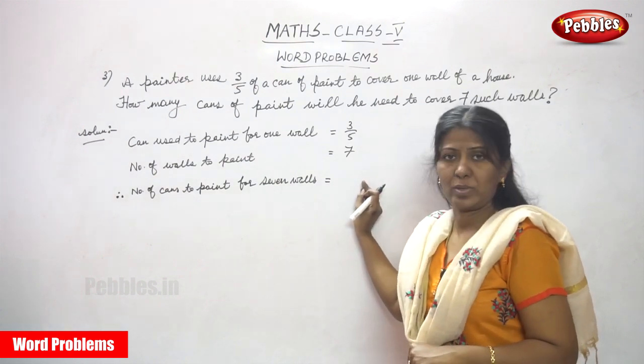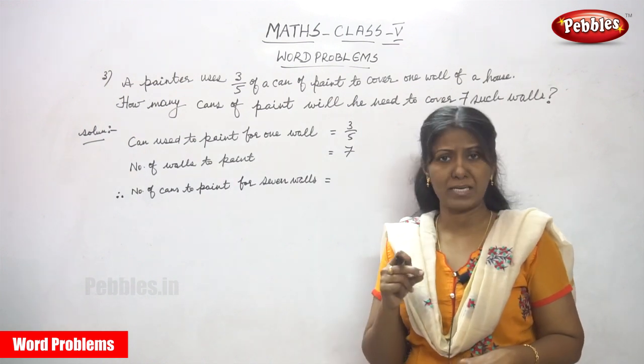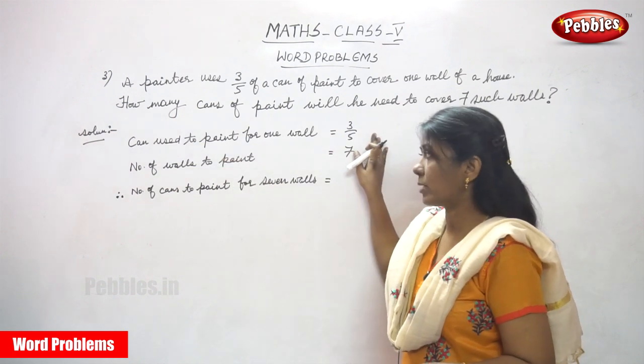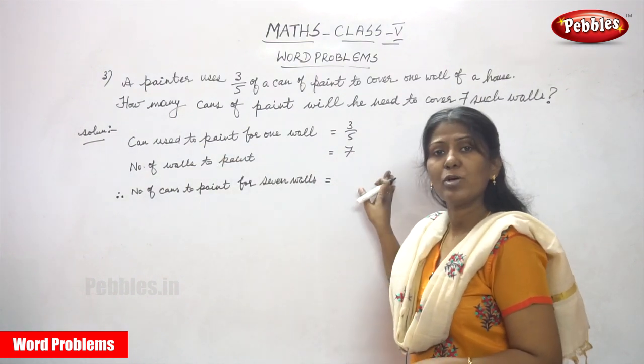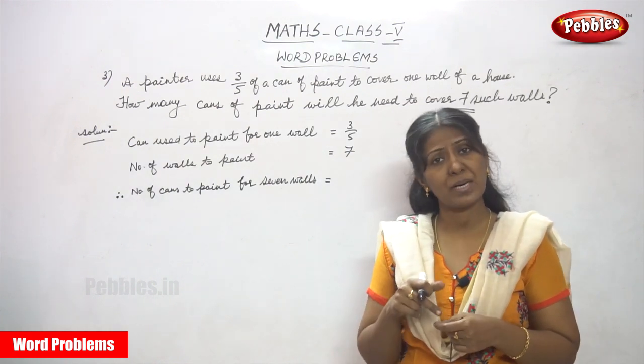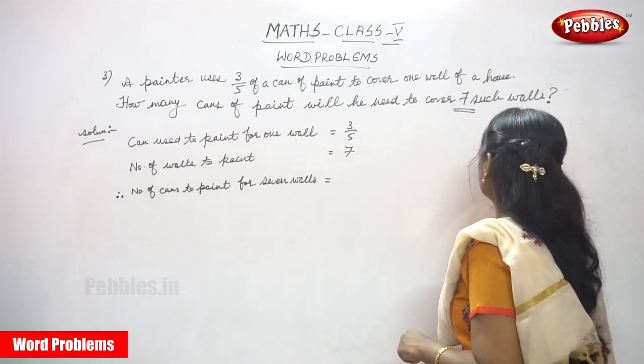That is the question. So they are given one, but they asked many. They are given only one wall. One wall paint they are given already, but they are asked many walls. How many walls? 7 walls. So if they are given one, they asked many. That is a multiplication.